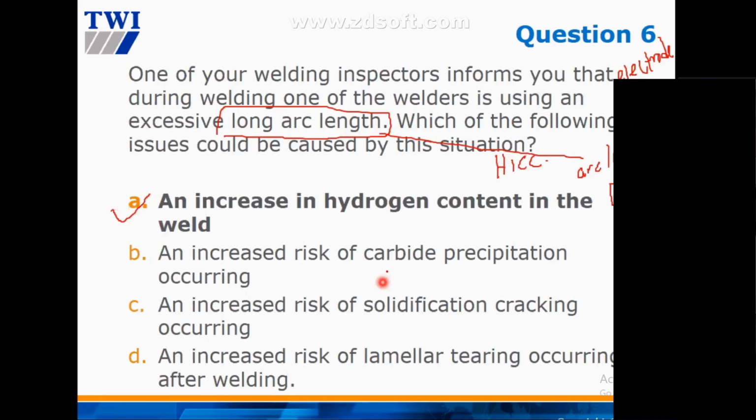Why B is wrong? Because carbide precipitation, this one we're talking about weld decay factor in stainless. Increased risk of solidification crack is wrong, because hydrogen is not a factor in solidification cracking. Sulfur, joint design, thermal stress, that is what causes solidification cracking. And also D is wrong because hydrogen is not a factor in lamellar tearing. It's only through-thickness, joint, low ductile material, that's a factor for lamellar tearing. Okay?